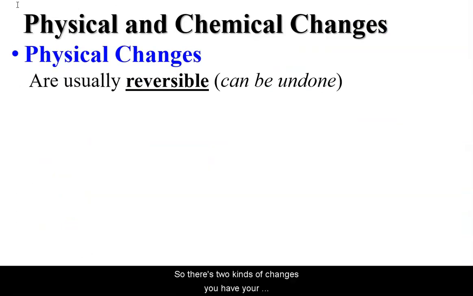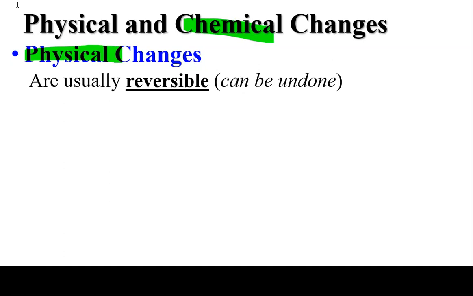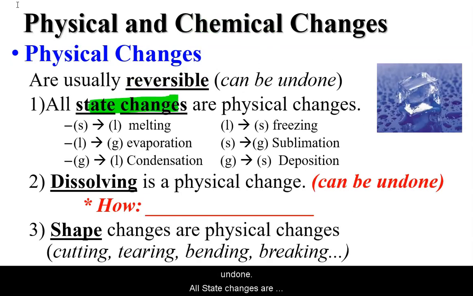So there are 2 kinds of changes. You have your physical change and your chemical change. Physical changes are usually reversible and can be undone. All state changes are physical changes. So your water cycle is a physical change. Dissolving is a physical change, and changing shape is also a physical change.